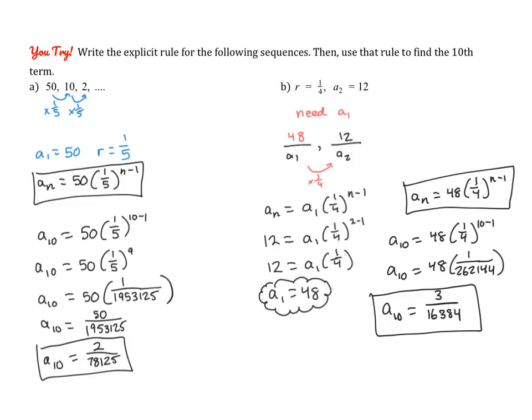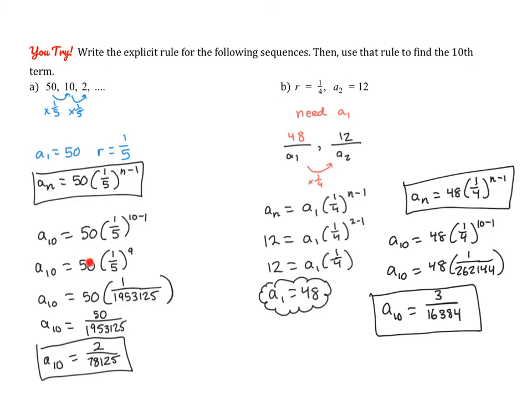All right, go ahead and check these two problems. For the first problem, our common ratio is 1/5. Our first term is 50, so we can create this sequence. And then to find the 10th term, again, we substitute n with 10, and we simplify.